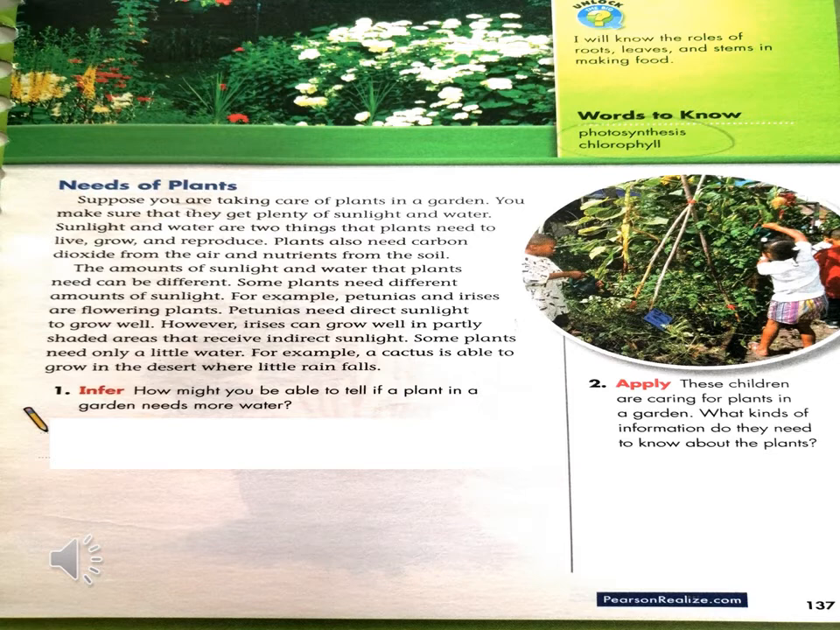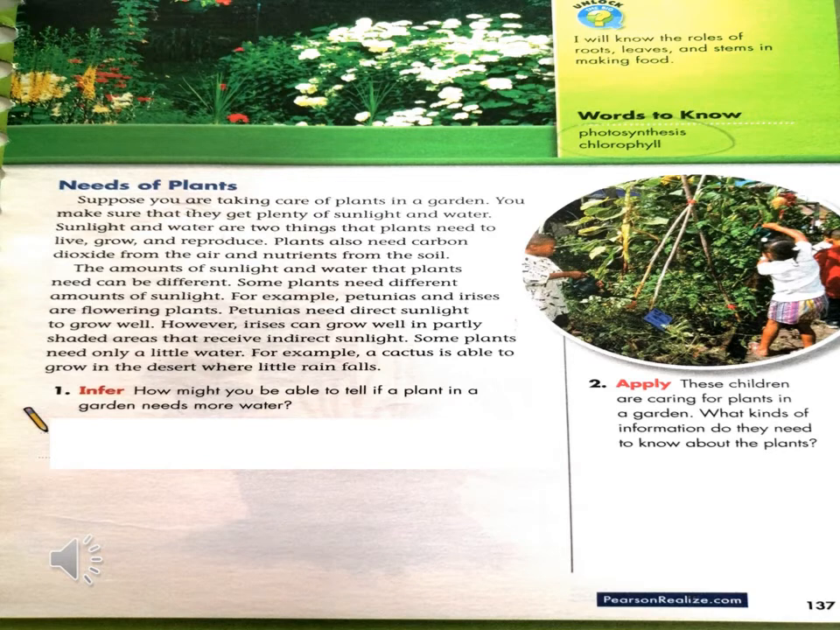So what we should learn from this page are the four needs of plants: sunlight, water, nutrients, and carbon dioxide. And also you should know that each plant has its own needs. Some plants need more water than other plants. And according to the sunlight, some plants need direct sunlight and other plants should be put into shaded areas.